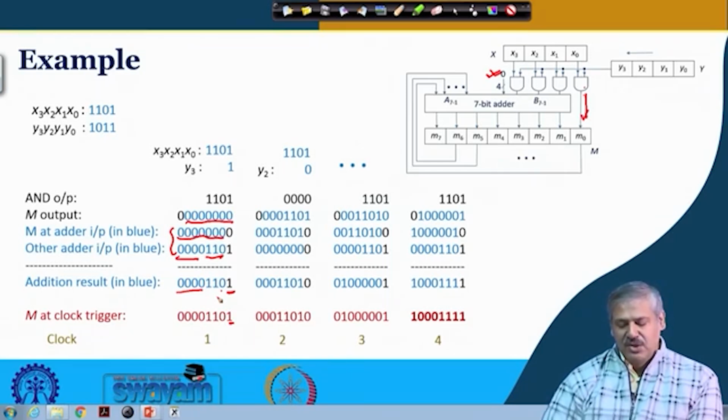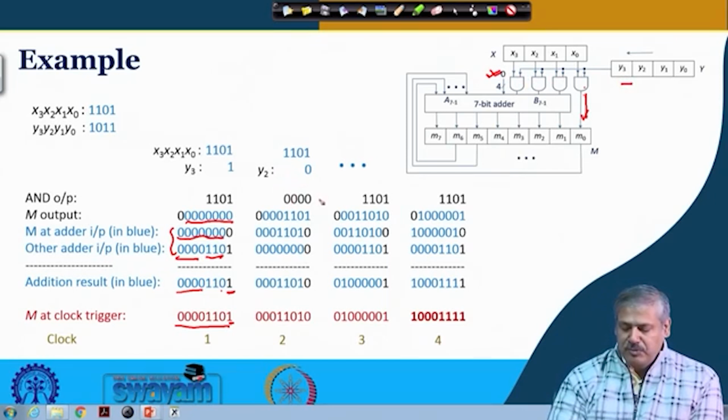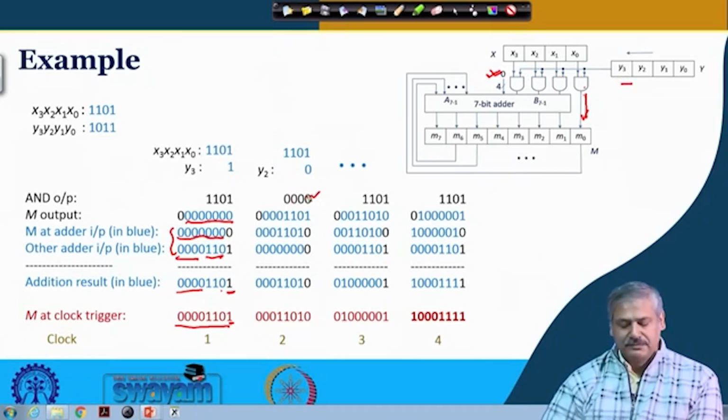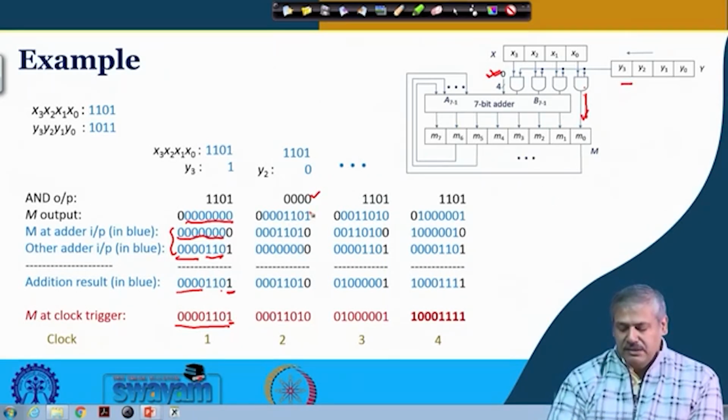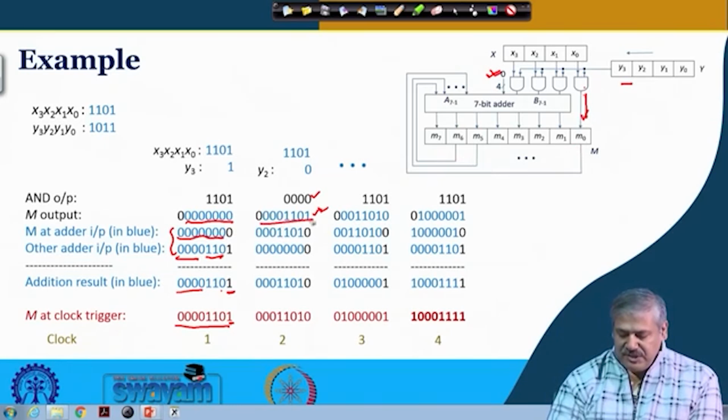Right? So, now this is the value of M. It is getting shifted on the negative edge. So, what is the output for the AND gate? All 0, right? The M output is now here, whatever is the output in the next clock cycle. In the beginning, this is the output of the M, and which of that is going as adder input? The M0 to M6.